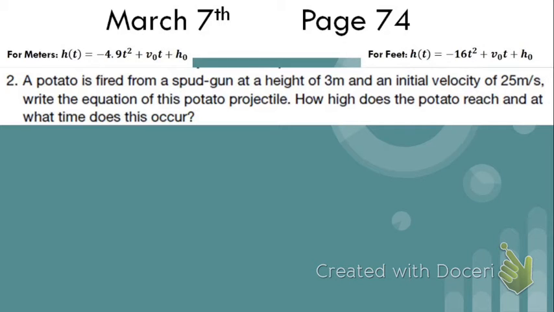Depending on if we're using meters or feet, you'll pick either one of those numbers, which is why this is 25 meters per second. And the second one is initial velocity, which would be like how much force you put in.